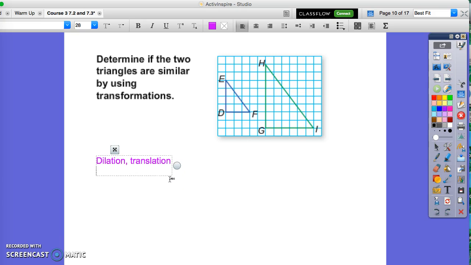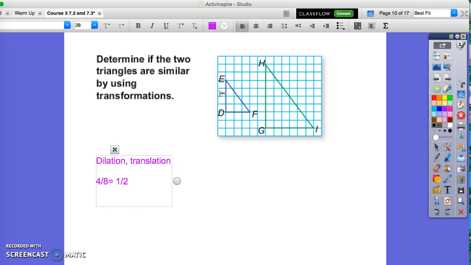So to do that, I'm going to start by looking at side D to E. So this, if you know, there's 1, 2, 3, 4 boxes over, and then G to H is 1, 2, 3, 4, 5, 6, 7, 8. So 4 over 8. And if I would have done it the other way, I could have gone this way, had 8 over 4. That's fine. I just have to be consistent. So that's going to reduce to 1/2.